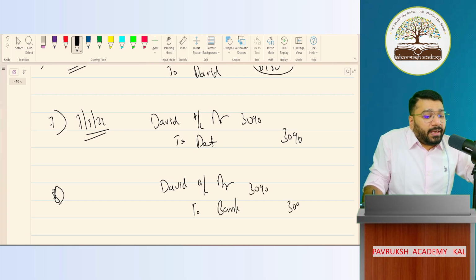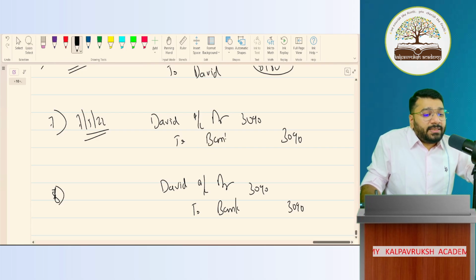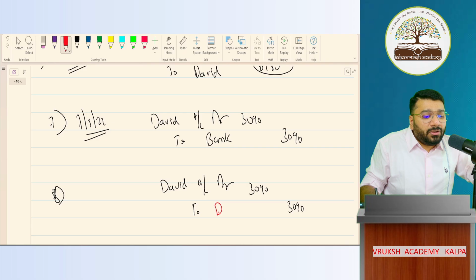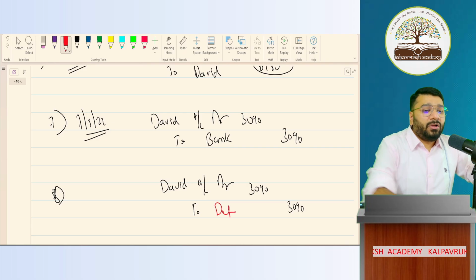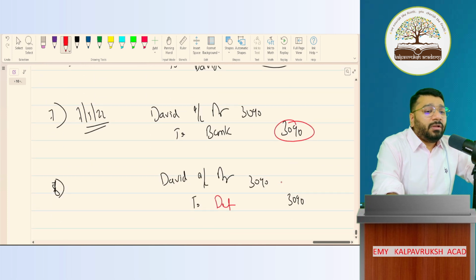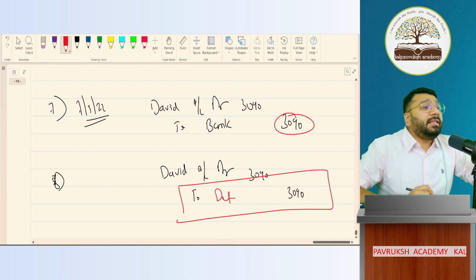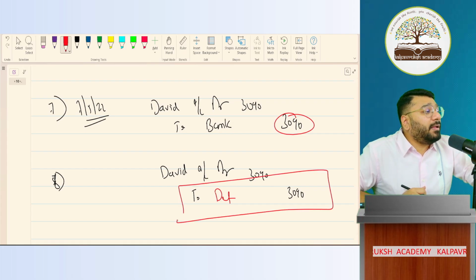To be more precise, do this later and do this first. First pay. How much? 3090. Then you transfer to deficiency. Better it is. That's what is expected in the exam. So out of 6180, how much is paid? 3090. The balance which is not paid will be transferred to deficiency account in the books of the insolvent person.